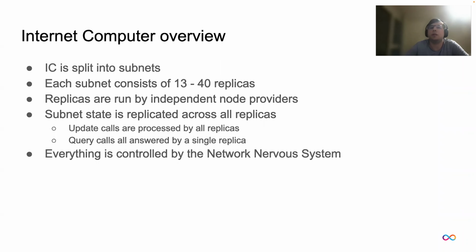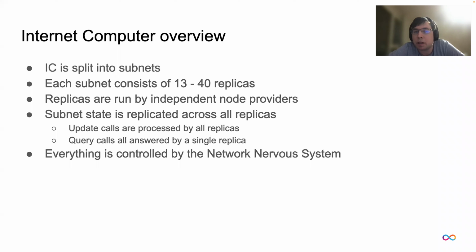So to understand what state sync is, I'd like to go over some of the basic design of the internet computer first. So the internet computer is split into subnets. So in fact, if you deploy a canister to the internet computer, what you're really doing is you're deploying it to one of its subnets. Each subnet consists of a number of replicas. So our smallest subnets at the moment have 13 replicas. Our largest, which is the NNS subnet, has 40.